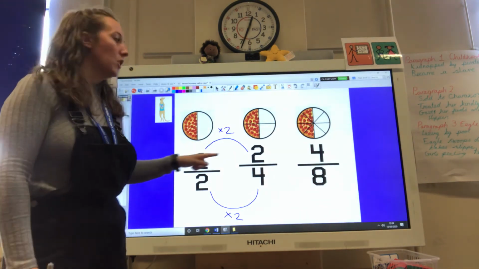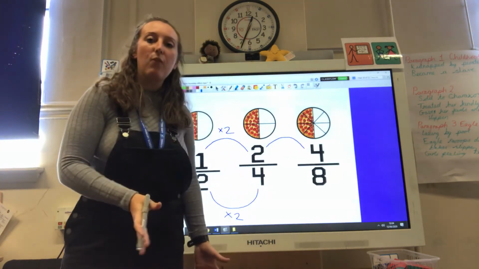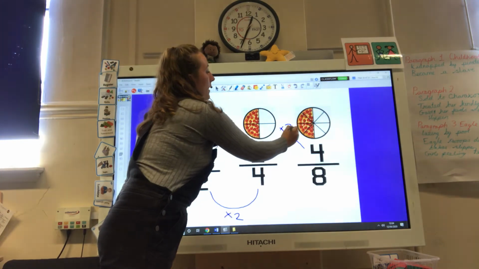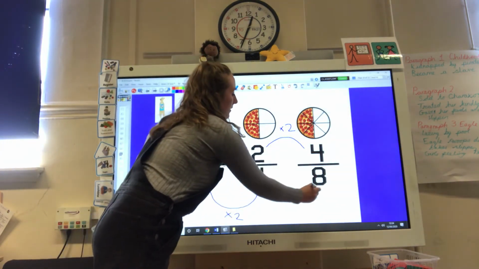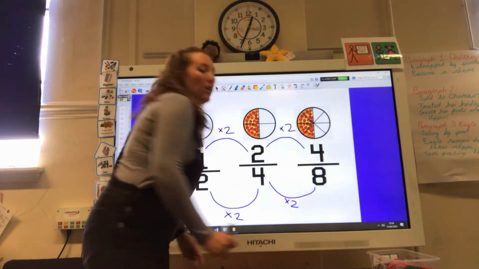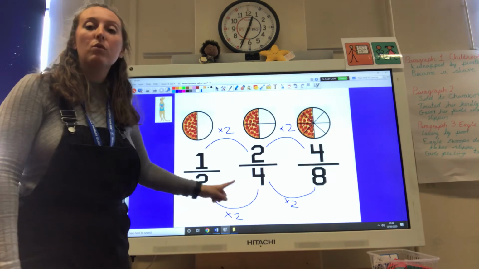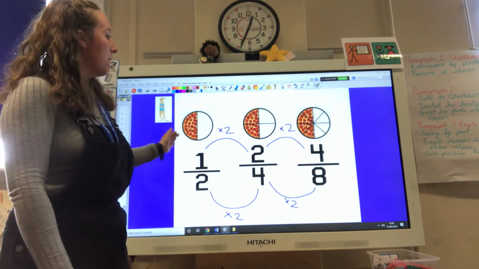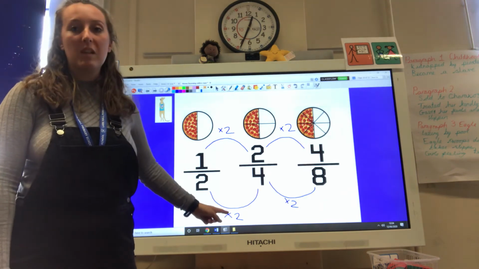Let's have a look at these two. I notice that again, I can double 2 to make 4. So 2 times 2 equals 4. I also notice that I can double my denominator. The way I like to remember this is whatever I do to my numerator, I must also do to my denominator. So if I multiply my numerator by 2, I've also got to multiply my denominator by 2.